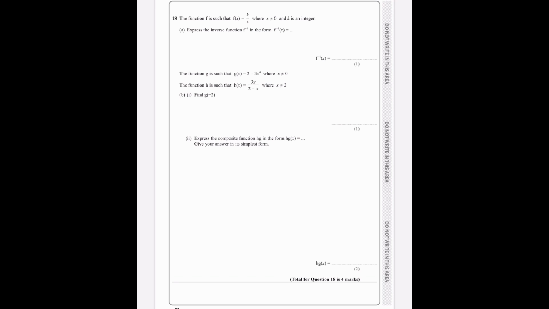Question 18. If you spot that k over x is just a self-inverse function, that's absolutely fine. You can do a little rearrangement if you want to, I've just shown there, but the inverse function is also k over x.